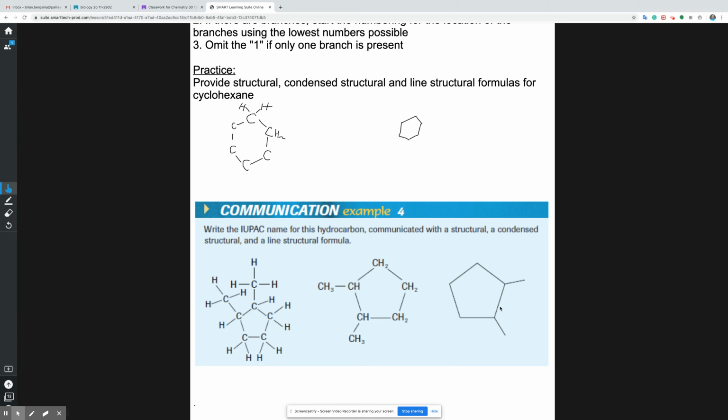Now we have 2 branches coming off. So we start our numbering. It doesn't matter, you always start your numbering with one of the branches. So this is going to be 1, this is going to be 2. So we have 1,2-dimethylcyclopentane as the name of this compound.